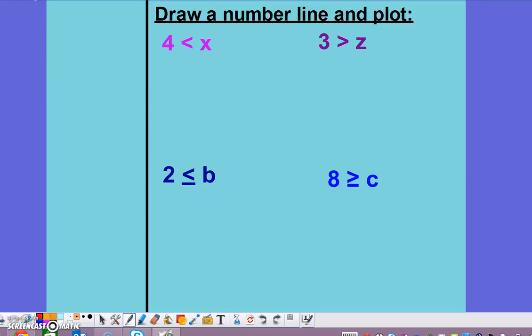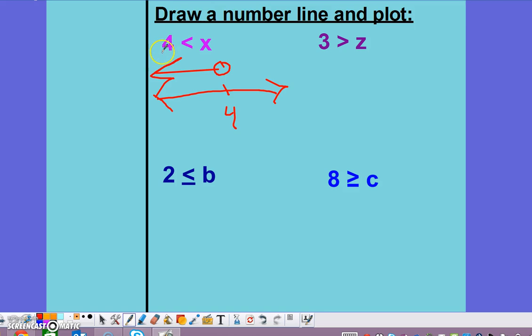So it says draw a number line and plot. Now these seem pretty simple, but this is the biggest mistake that I see. Students go ahead, they do their number line, they put the 4. I know it's going to be an open circle because I don't have that line. I see a less than symbol, done, I can move on. Well, let's look at that inequality and talk about it and then compare it to the number line.